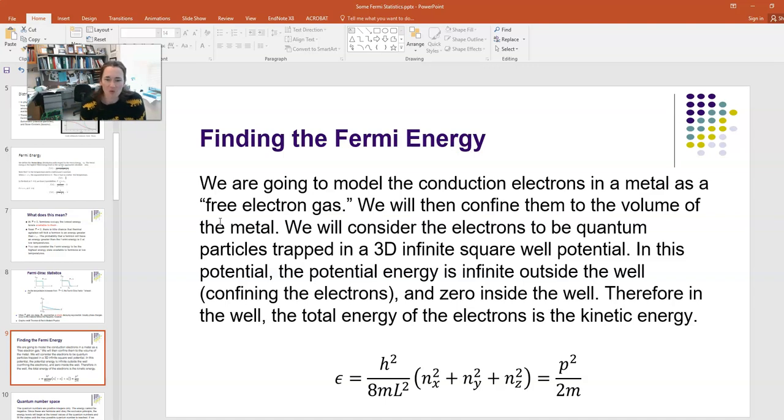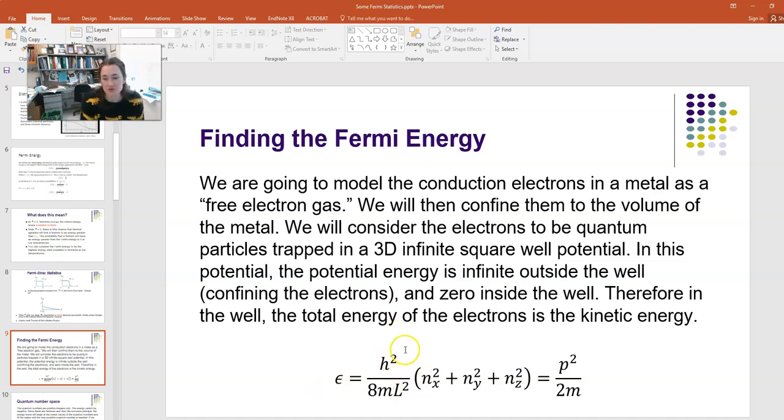So in that well, the total energy of the electrons is going to be the kinetic energy, because remember, for our infinite square well potential, we model the potential as infinite outside of the well, but inside the well, we model it as 0. So you should think of your quantum square well right here. Remember in a previous lecture, we covered what the energy states were for a particle confined to an infinite square well in 3 dimensions. And that's described by this function here.